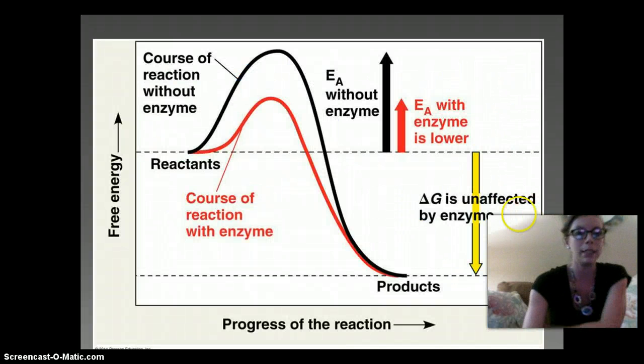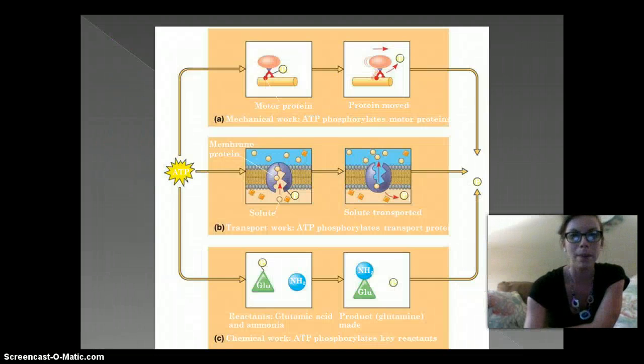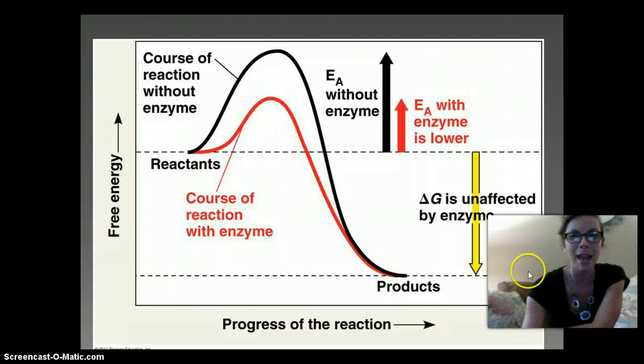Okay, here you can see that we have the chemical reactions. The catalyzed or the reaction with the enzyme is in red, and the uncatalyzed reaction is in black. So you can see that the amount of energy required to start the reaction is going to be lower in the one with the enzyme. The amount of products at the end is going to be the same.